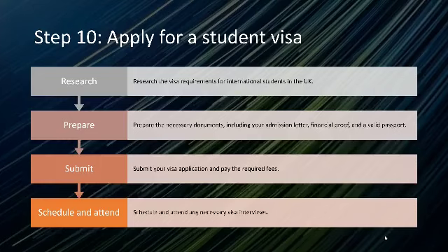So research the visa requirements for international students in the UK. Normally it's a Tier 4 visa. The requirement is simple. You just need to put some money in your account, and that's it. Prepare the necessary documents, including your admission letter, financial proof, and a valid passport. Submit your visa application and pay the required fees, and then schedule and attend necessary visa interviews.